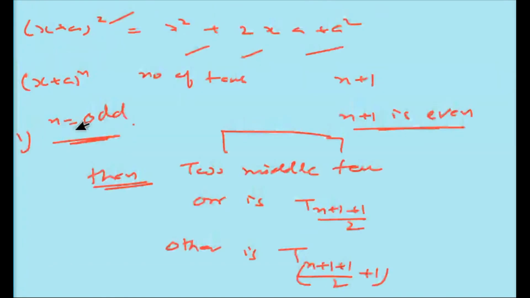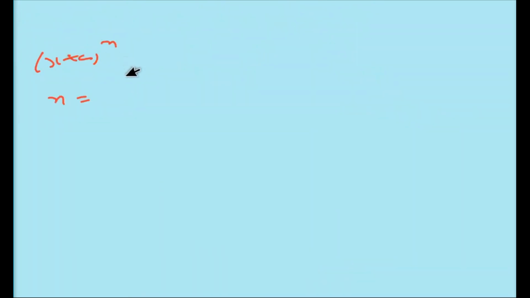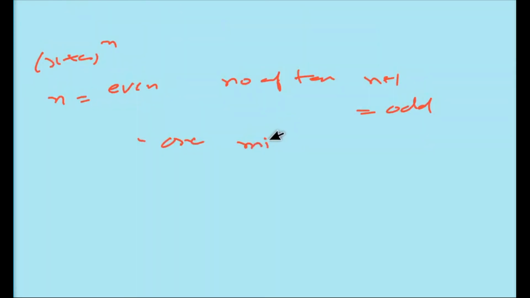Now student, (x plus a) to the power n. In the previous case we took n odd, now n is even, the number of terms n plus 1 will be odd, then there is one middle term, that is the (n plus 1)/2 th term. If it is odd, then you will find one middle term. Okay, student.